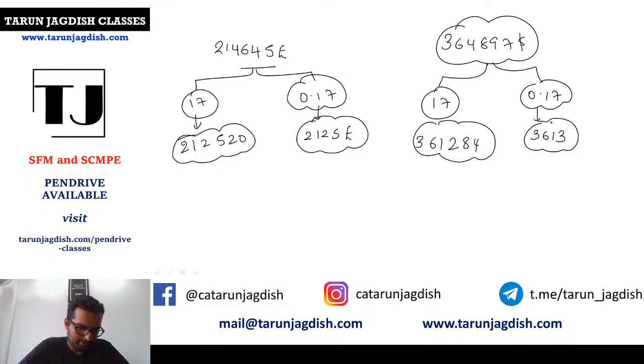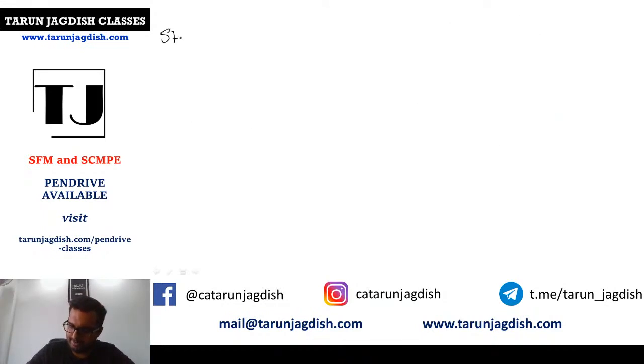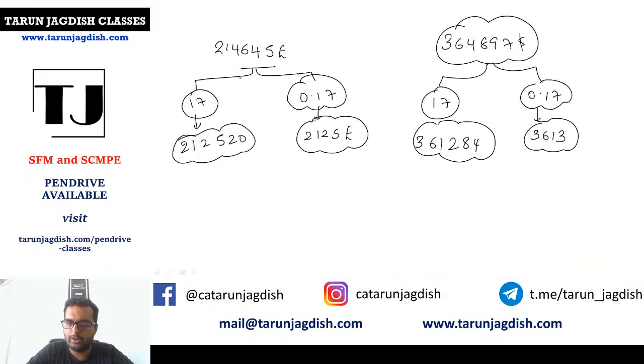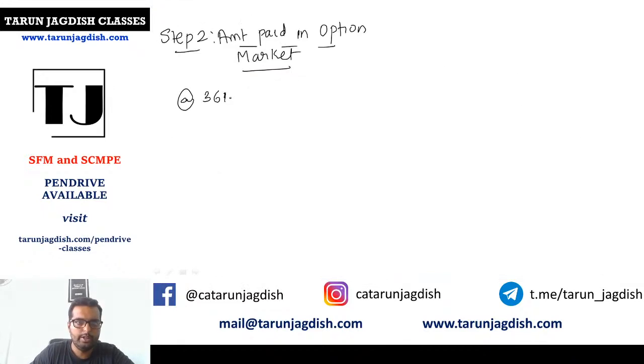Alright friends, have you all put up till here in your books now? Okay. Once we are done with this, then I'll write down step number 2, amount paid in the option market. Inside this, I'll write down point number A. It will not be 364,897, it will be 361,284. 361,284 is the dollars that is payable.